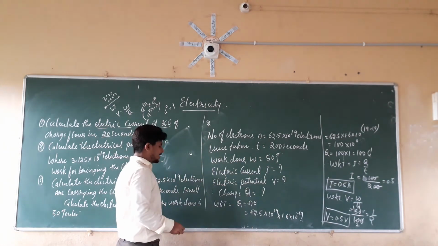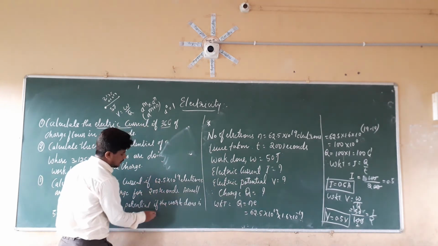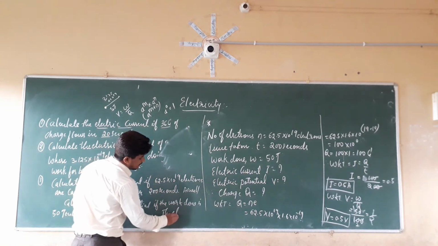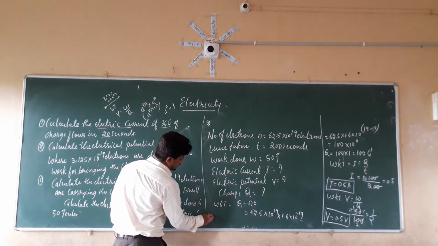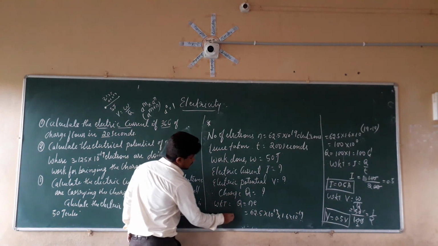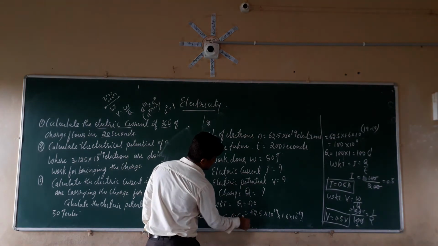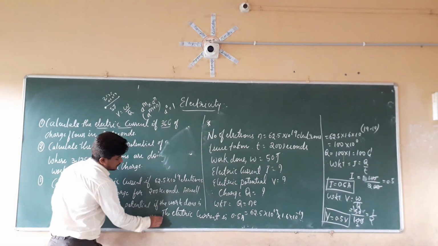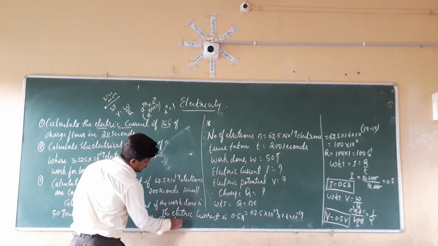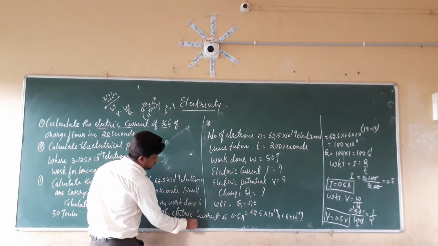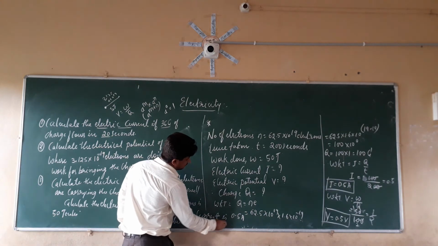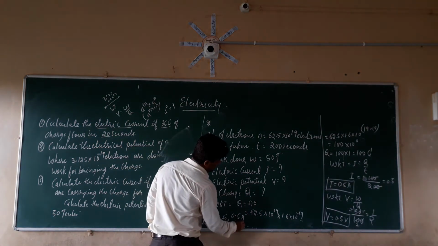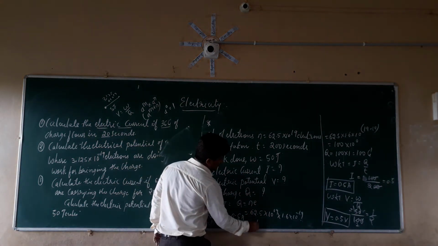Therefore, at last I have to write the conclusion. The electric current is 0.5 amperes, and the electric potential of that point is also equal to 0.5 volt.